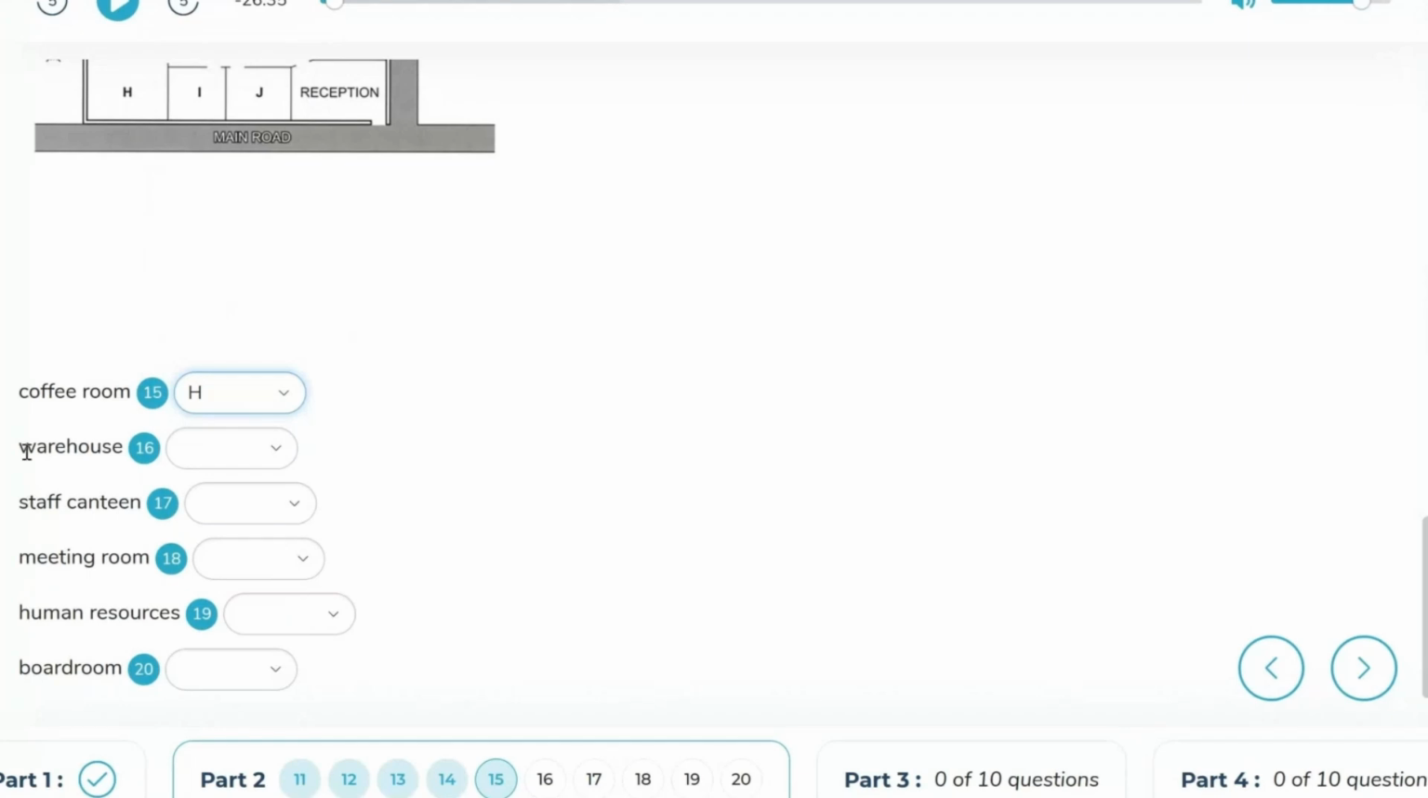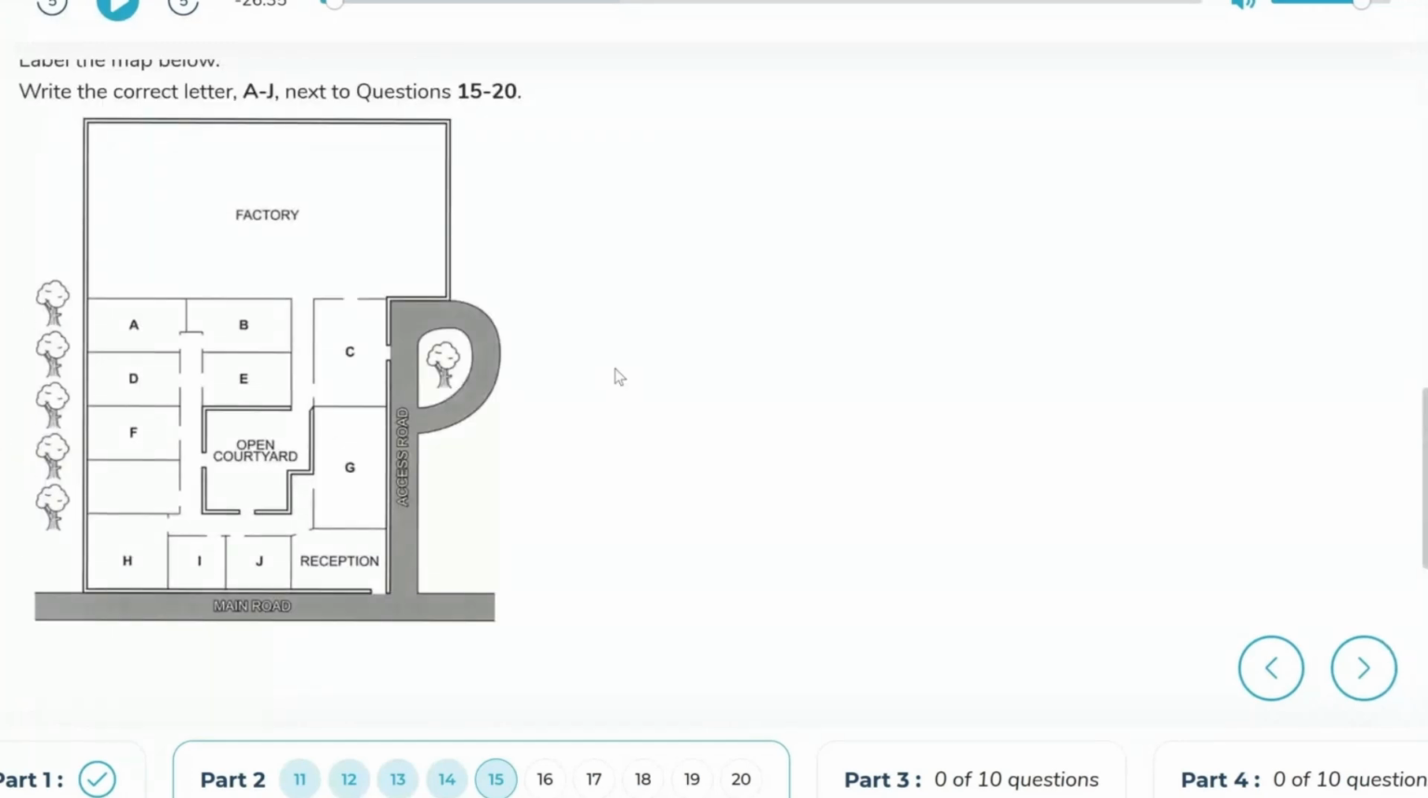Now we are going to see where the warehouse is. Okay, same map. Please locate warehouse.